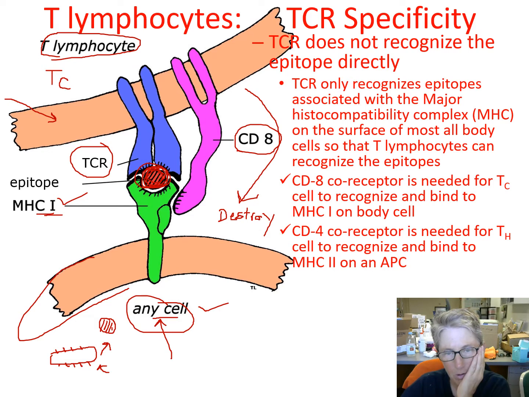In this cartoon, here's the T cell receptor, and there's a co-receptor called CD8. CD8 is needed for a cytotoxic T cell to recognize and bind to MHC1. It's not shown in this cartoon, but if this T lymphocyte were a T helper cell, its co-receptor would be CD4, and this cell would be presenting the epitope in an MHC2 complex.